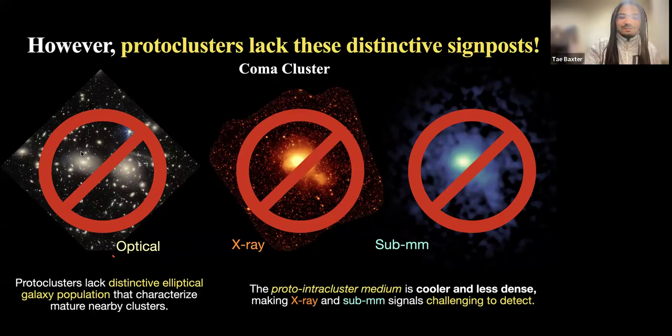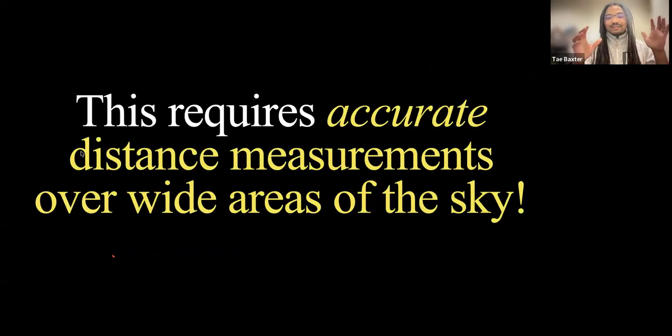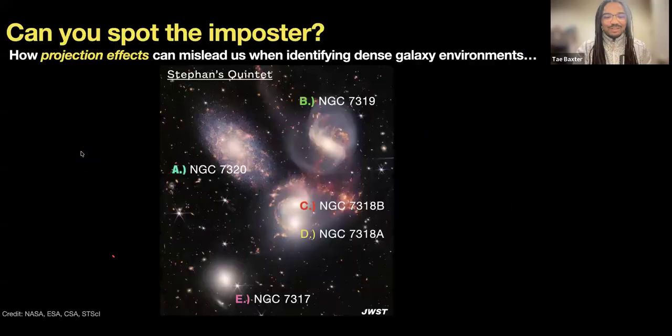Well, one way is to identify the densest galactic environments in the early universe by obtaining very accurate distance measurements over a wide area of the sky. Again, these are enormous structures, and we need correct distance measurements to identify these overdensities in the early universe. Now, I want to show you this example. It's easier to do in person when I can see you all, but I'll just give you time. Can you spot the imposter?